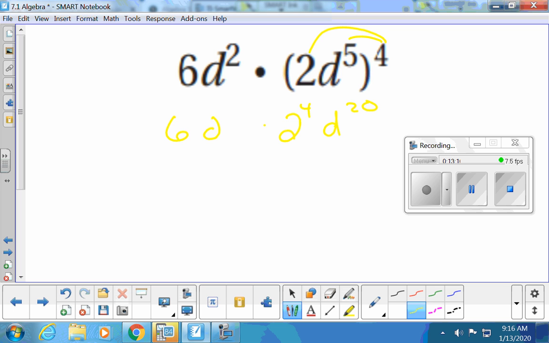Out here, I still have this 6d squared just hanging out. Now, one thing to keep in mind is there is a little dot right here, and there's a little dot right here. So I can rearrange the order of this thing and kind of put people together that I want to be together. I want the 6 and the 2 to the 4th to be together, 2 to the 4th is 16. And I want my d squared and my d 20th to be together. I would multiply the 6 times the 16. What is 6 times 16? 96. And then I would add up those 2 separate d's to get d to the 22nd.